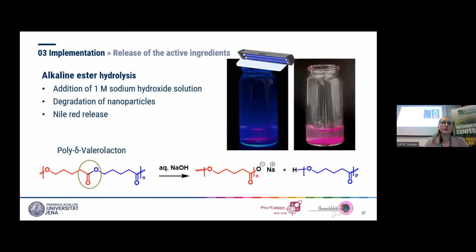By adding sodium hydroxide solution to the particle suspension, the degradation of the nanoparticles and the release follow. You can see it in the next pictures. After adding the sodium hydroxide solution, the alkaline ester hydrolysis occurs.